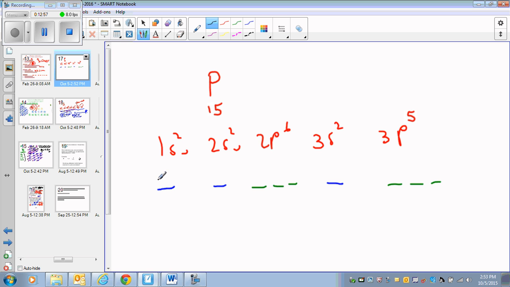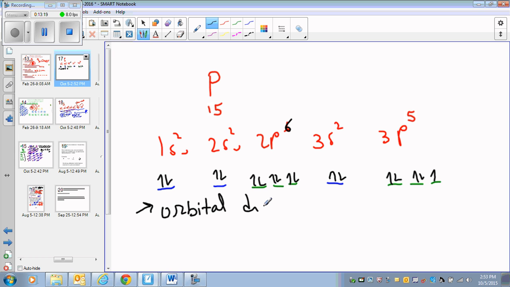I have 2 electrons in s, so I have to go in the opposite direction. The s has 2 electrons. P has 6 electrons, and I have to go 1 in each before I pair them up. Then s has 2 electrons, and here I go 1, 2, 3. So this is called an orbital diagram. And this is called the electronic configuration.